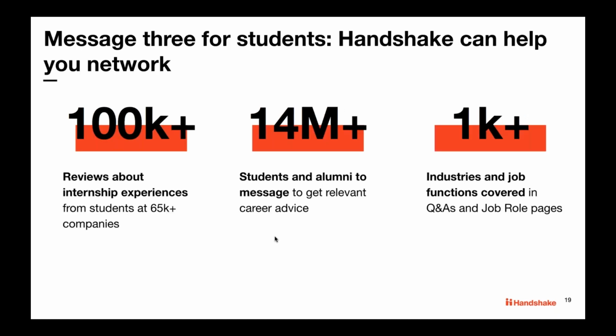So message number 3 to deliver to your students is that Handshake can help you network. It's pretty clear from these stats there's a lot of value for students to unlock using our peer-to-peer features. There are over 100,000 reviews on Handshake that cover over 65,000 companies. We have an enormous network of students and alumni that you can message to get relevant career advice. And we also have information about over 1,000 industries and job functions through our Q&A and job role pages. So talking about these different features that Handshake offers is a great way to enrich students' experience on the platform.